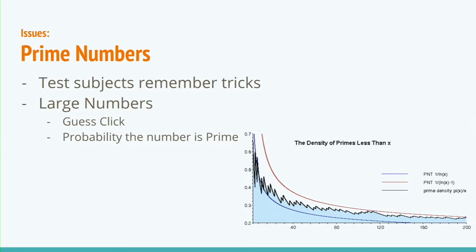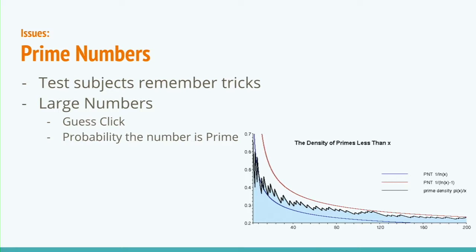And not just for that. The reason it was short was because of the test subjects' remember tricks. So if you remember something of an even number, you automatically know it's divisible by 2 and not prime. And also, if you see a larger number, people are going to get scared. I know I wouldn't want to sit there and think about, is this a prime number? So they'll just randomly guess, and they could get lucky. But it also skews my data.